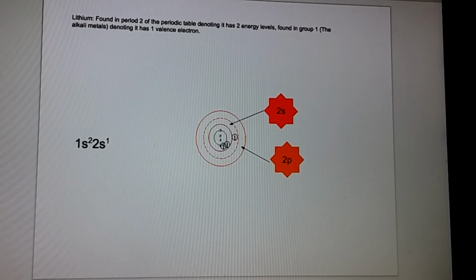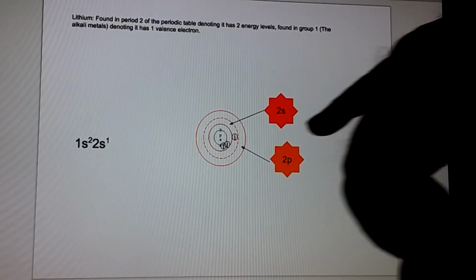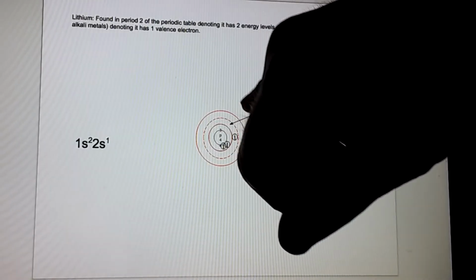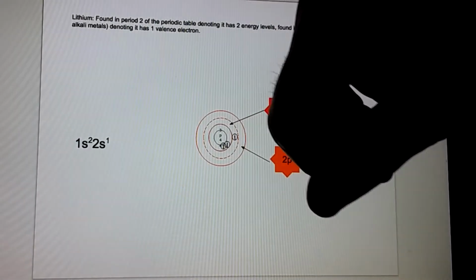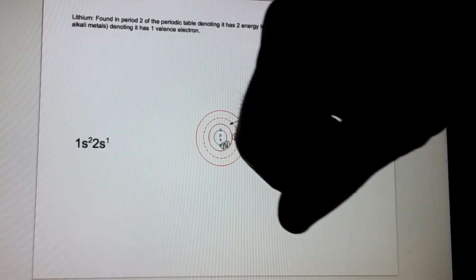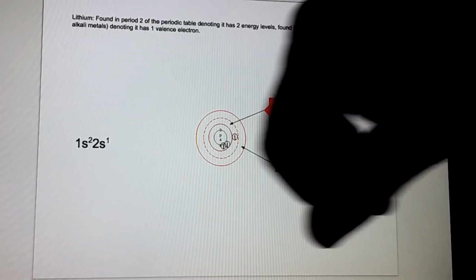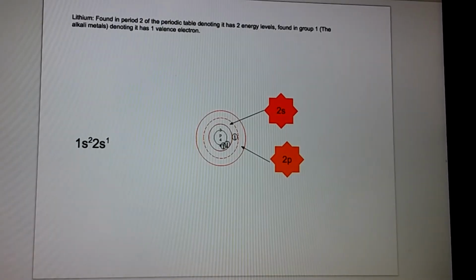Lithium. Now we go to period 2. It has 2 energy levels. Is found in group 1, the alkali metals, and has only 1 valence electron. And we see that there's a dashed line that separates out sublevels. Solid line denotes the outer boundary of an energy level here, and the dashed line separates the two sublevels.